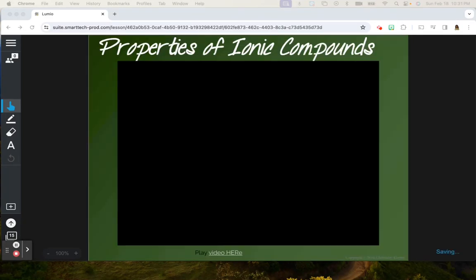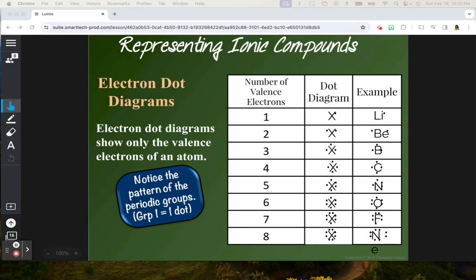Next up, we're going to talk about the representation of ionic compounds. It's known as an electron dot diagram or Lewis diagram. Electron dot shows the number of valence electrons an atom has. So pause the video and make sure you copy down this diagram. If an element has one valence electron, then you will put the element symbol and one dot, like lithium here. If the element has three valence electrons, you would put the element symbol with three dots around it, like boron here, and so forth. So please copy down this diagram.